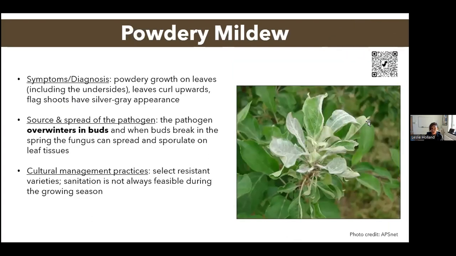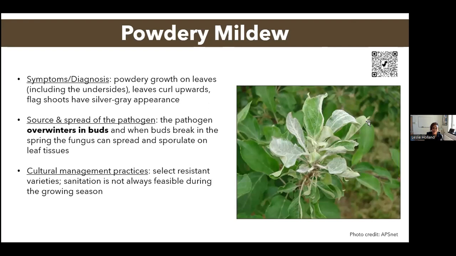Powdery mildew. This is one that we traditionally had not seen too much of in Wisconsin, but last year was quite the exception to that. The symptoms of this disease are, again, well named. Powdery growth we typically see on the leaves. Oftentimes on the underside of the leaves, we'll see this growth, and the leaves will curl up in response, and then we call them flag shoots, right? They kind of bring our attention to the fact that something's infected, and they tend to have almost a silver gray appearance.